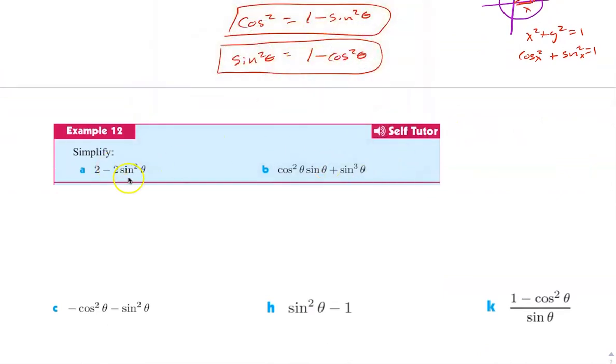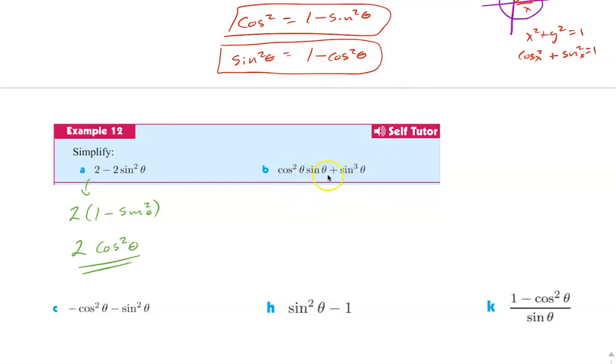So for this one right here, they want me to simplify it. Well, the first thing to notice is that they both have a 2, so we can factor out a 2. Just divide by it, and you get 2 times 1 minus sine squared, right? But we just saw that: 1 minus sine squared is cosine squared. So it's just 2 cosine squared. There you go.